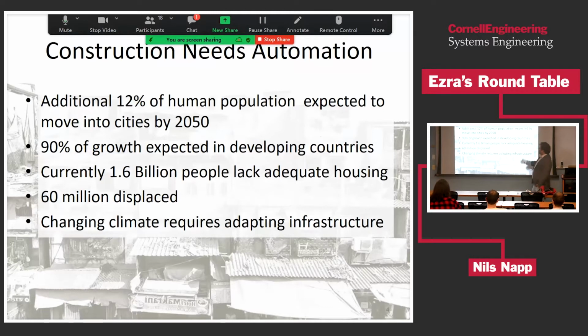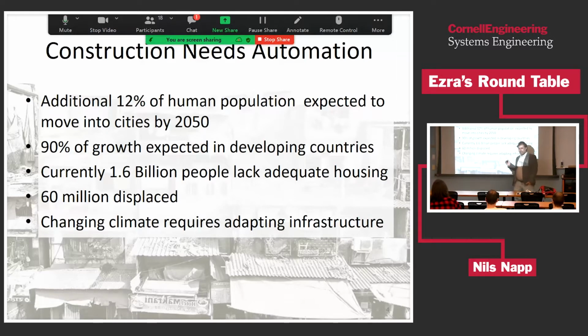Right. So in the near term, like 12%. So a large fraction of the human population is expected to move into cities. A lot of the population growth we expect to be in developing countries that already have severe housing shortages. There are a lot of displaced people, where the populations move changes.